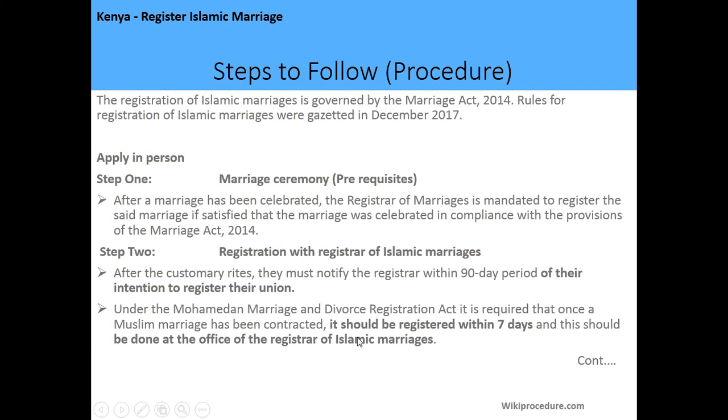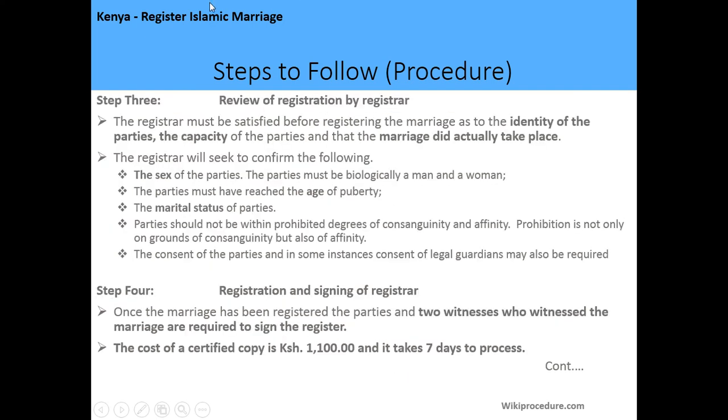So, just to add on this, after the marriage has taken place, after the wedding ceremony, within 7 days you should approach the Registrar of Islamic Marriages, and you should go with two witnesses who witnessed the marriage. And after the registrar has confirmed the sex, the age, the marital status, the degree of affinity and consanguinity, and the consent, the registrar is going to issue you with the marriage certificate for the couple to sign and for the two witnesses to sign, and you can pay 1,100 for a certified copy, and it takes 7 days to process.